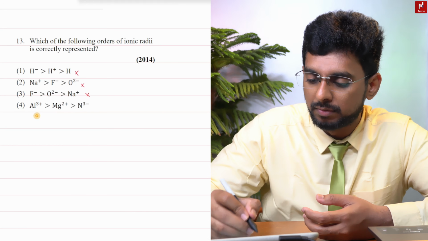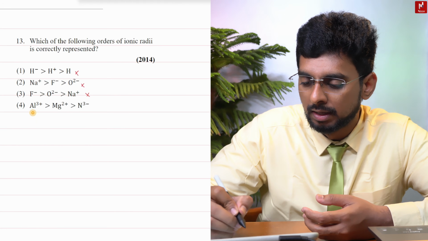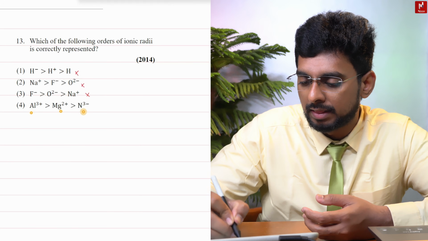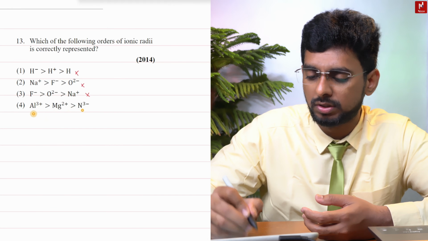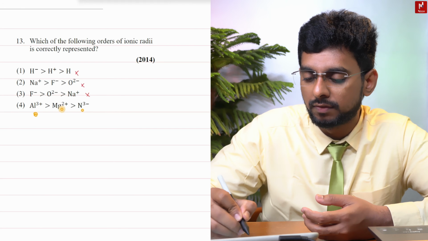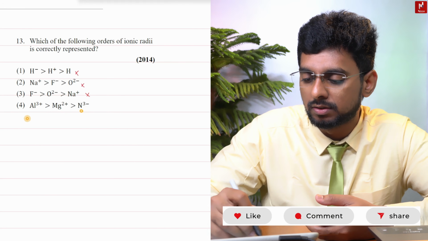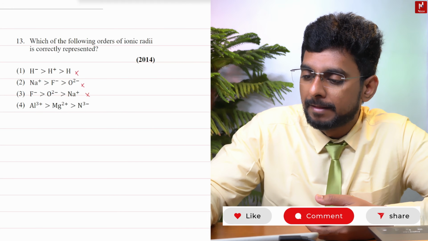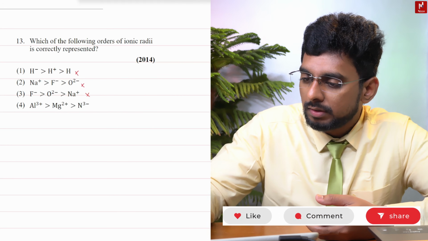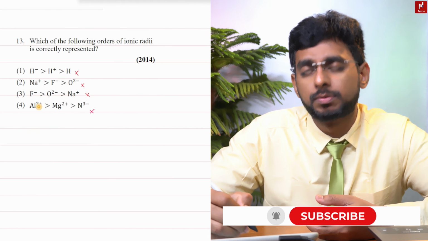So let me verify it with the fourth option. If you look at the fourth option, it's going to be Al3 plus, Mg2 plus, and then N3 minus. Oh, this one is also wrong because N3 minus should come first. Yeah, then you should have got like Mg2 plus and then the Al3 plus. So this one is also wrong. Fine. So if you look at these four options, all the four options over here are wrong.